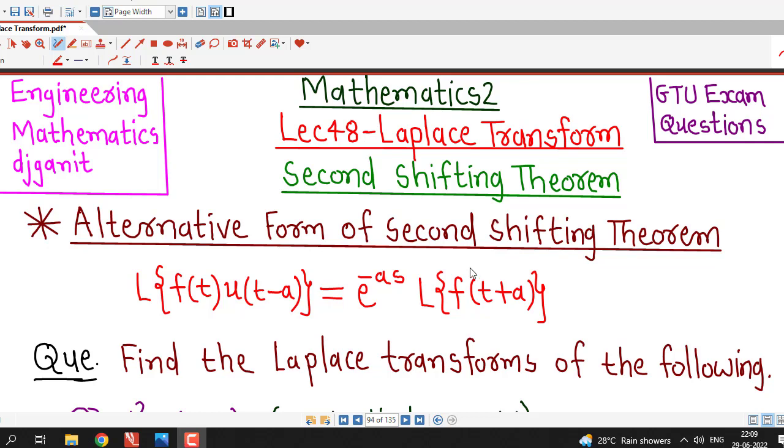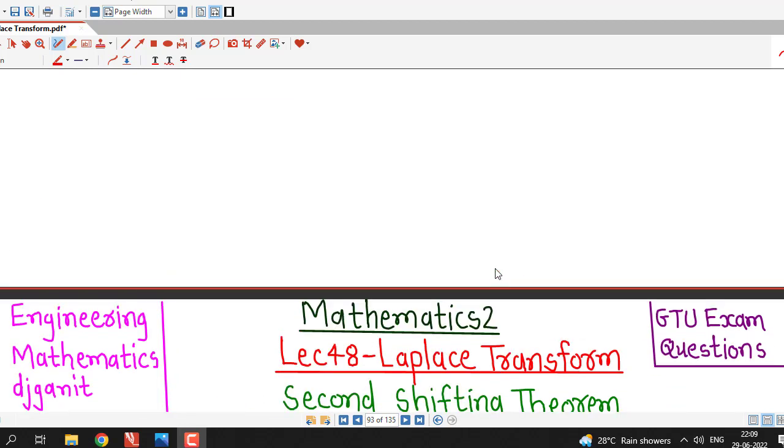In lecture number 47, we discussed the second shifting theorem. In this lecture, we will discuss an alternative form of the second shifting theorem, which is useful in finding the Laplace transform of a given function. First we recall the second shifting theorem, which we discussed in the previous lecture number 47. If you have not seen that lecture, I suggest you watch lecture number 47 first and then go for this lecture. So we recall the second shifting theorem.